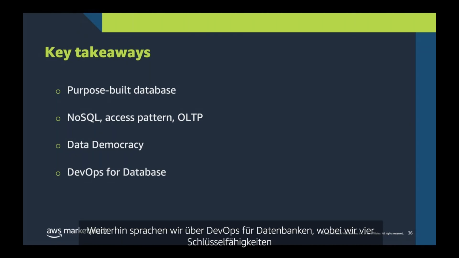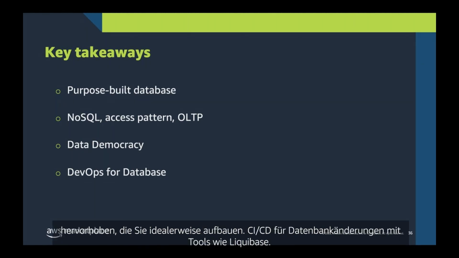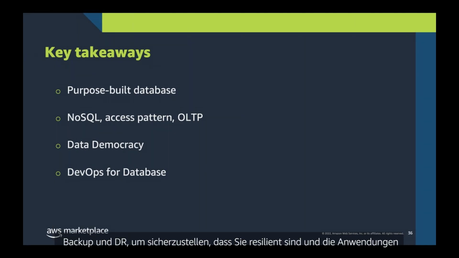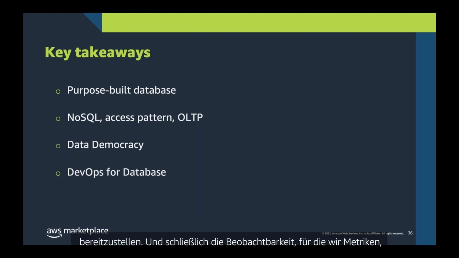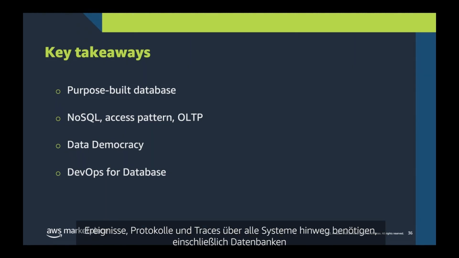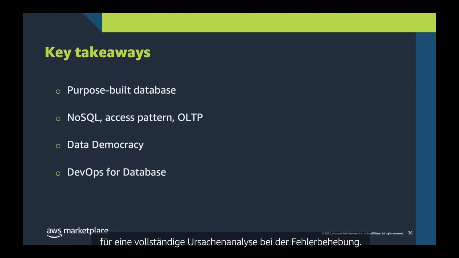Finally, we talked about DevOps for database, where we highlighted 4 key capabilities you want to build. CI/CD for database changes using tools like Liquibase, backup and DR to make sure you're resilient and applications are built to handle failures. Test data management, which is key to achieving continuous deployment where there is no manual intervention to deploy to production. And finally, observability, where we need metrics, events, logs, and traces across all systems, including databases, for complete root cause analysis when debugging issues.